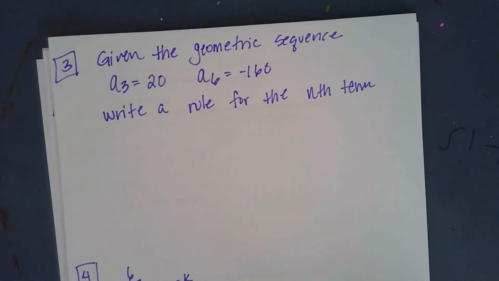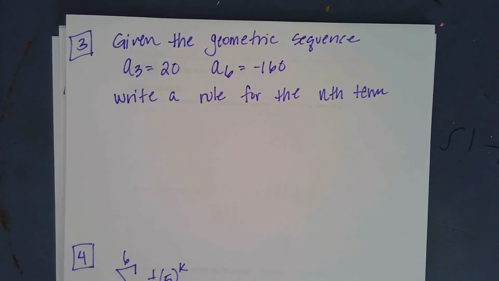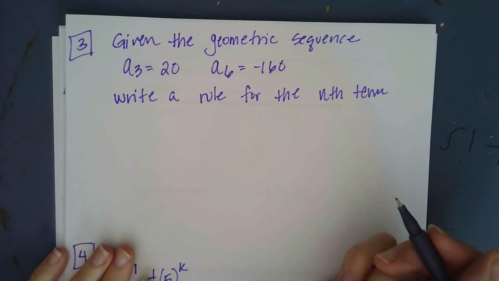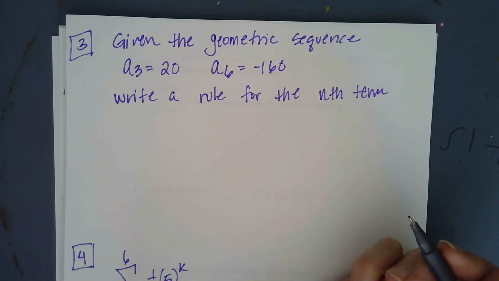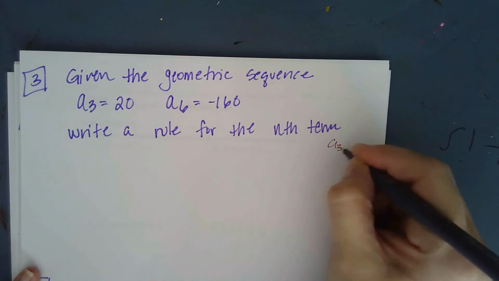All right, similar to what we did in the last one, I'm giving you basically 2 points, and we're asking you to write a rule. This one gets a little more complicated. It's not quite as easy to figure out as what we did with the linear one, with the arithmetic. But nonetheless, we have to solve for a sub 1, and we have to figure out what our common ratio is. So you can kind of common sense your way through some of this stuff.